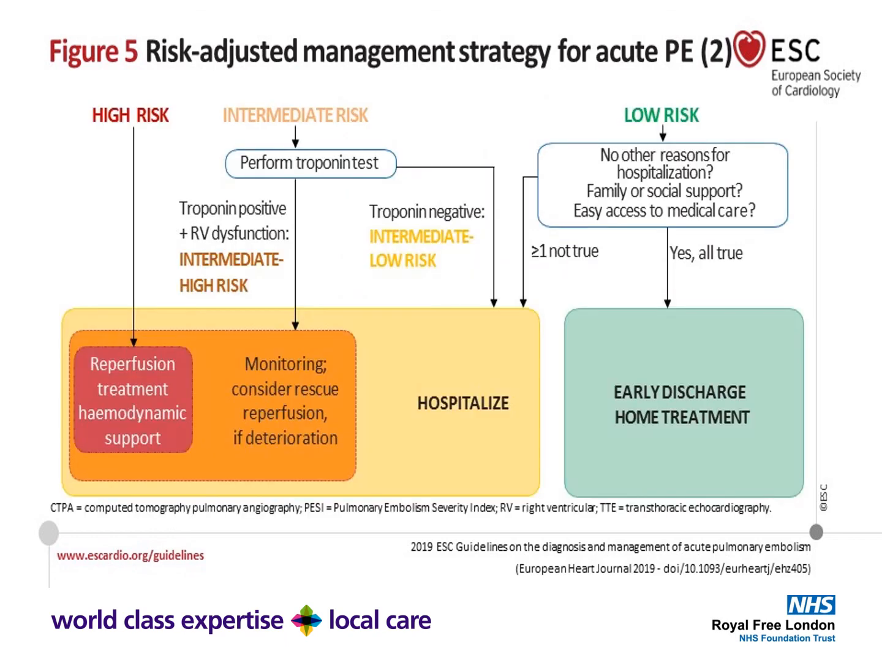If they're high risk, then you should consider giving them thrombolysis. If they're at intermediate risk, then you should consider performing a troponin test. If the troponin is positive with right ventricular dysfunction, it may well be that, in order to avoid long-term pulmonary hypertension, you may wish to thrombolyse the patient. If the troponin is negative, then you would consider ongoing hospitalization for observation. And if you have low risk with no other reasons and the patient is all well and haemodynamically stable, then you can discharge them home with treatment.